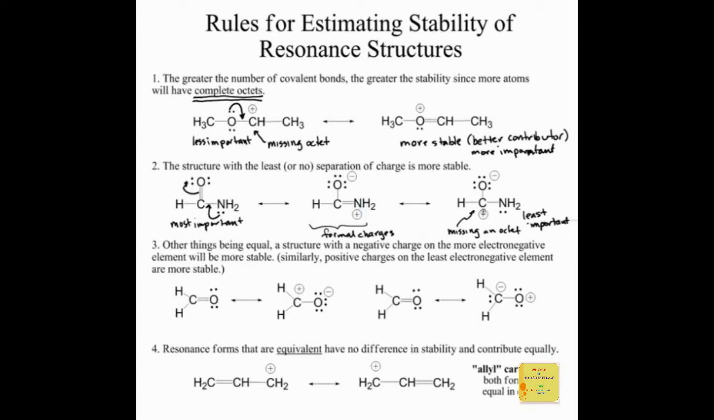And how about going from this second structure to the third structure? We've taken this pi bond and picked it up and moved it to be a lone pair on nitrogen. So we're moving pi bonds and we're moving lone pairs to do this resonance.